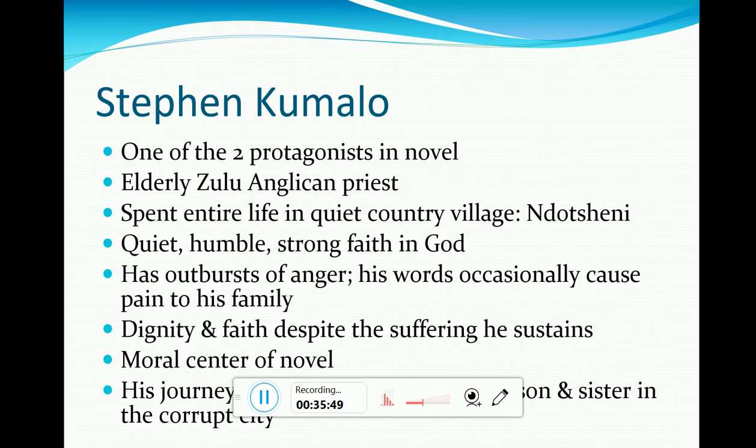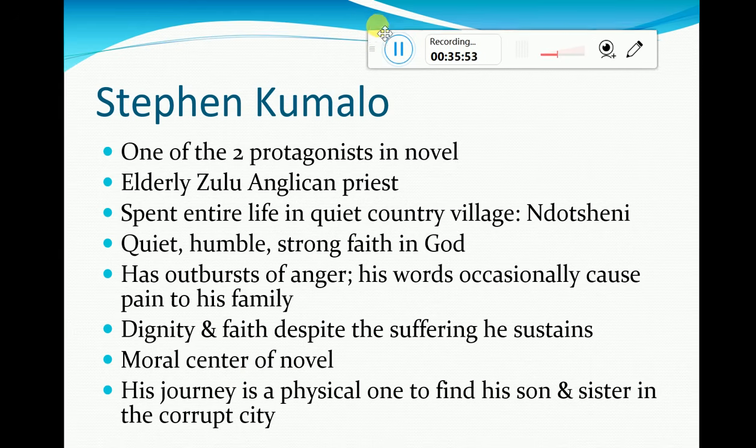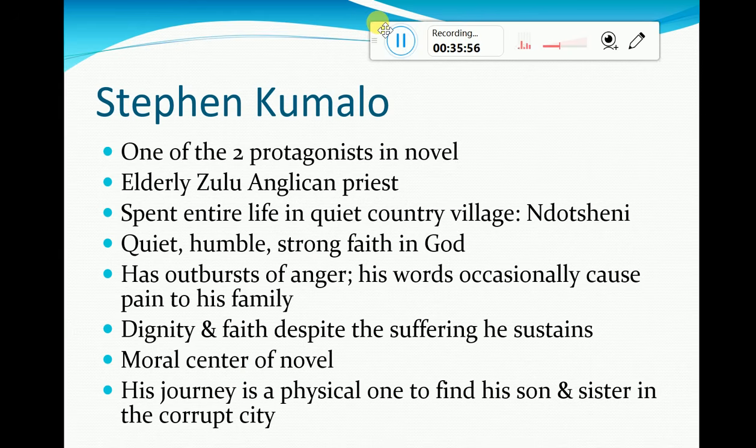He is the moral center of the novel, and his journey is a physical one to find his son and sister in the corrupted city of Johannesburg. Like I've said, we are going to travel with him from place to place to locate members of his family.